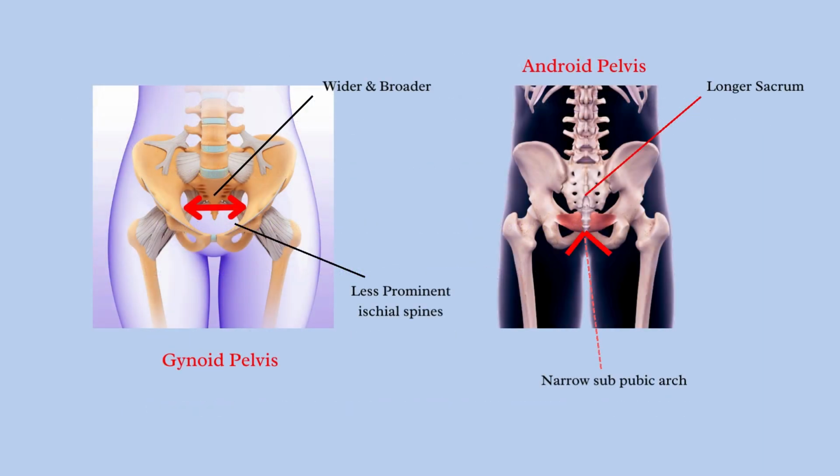In this picture, you can see the differences between a gynoid pelvis and an android pelvis. While there is a wider and broader pelvis in a gynoid pelvis, and less prominent ischial spines, the android pelvis has a longer sacrum and a narrow subpubic arch.